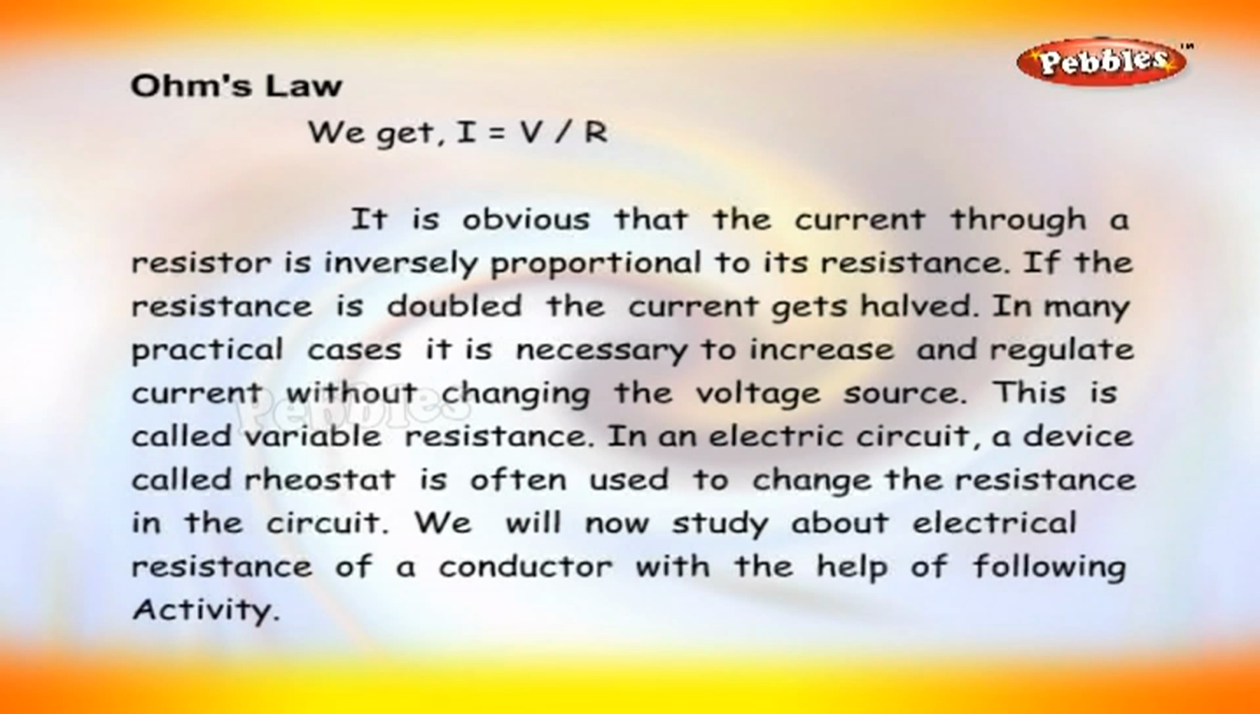In many practical cases, it is necessary to increase and regulate current without changing the voltage source. This is called variable resistance. In an electric circuit, a device called a rheostat is often used to change the resistance in the circuit. We will now study the electrical resistance of a conductor with the help of the following activity.